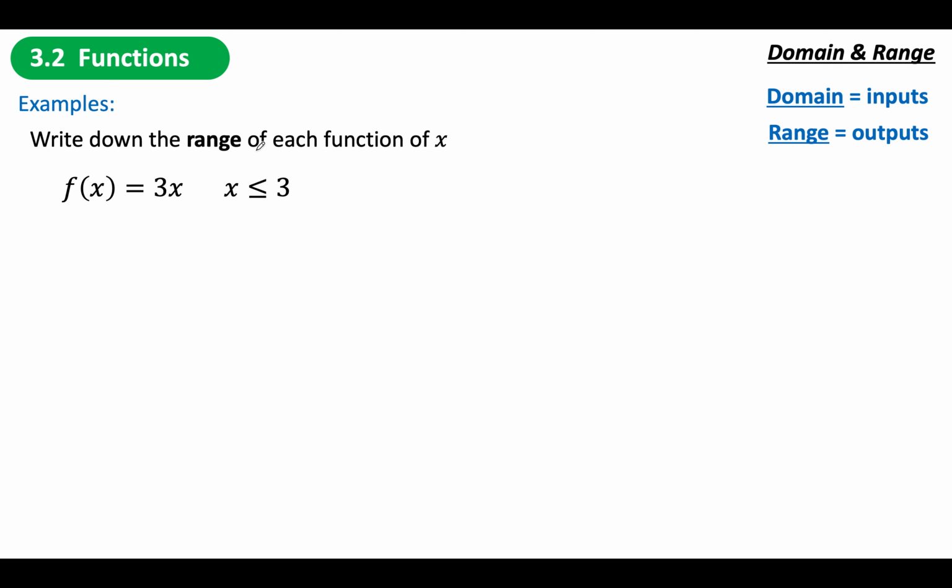So this time we've got another domain. This time the domain is everything less than or equal to 3. So 3 and down. And we need to work out what our range is going to be for that. So think about what happens to our function. When we substitute our maximum value into it, obviously it will be 3 lots of 3. Let's rewrite that. 3 lots of 3 is 9.